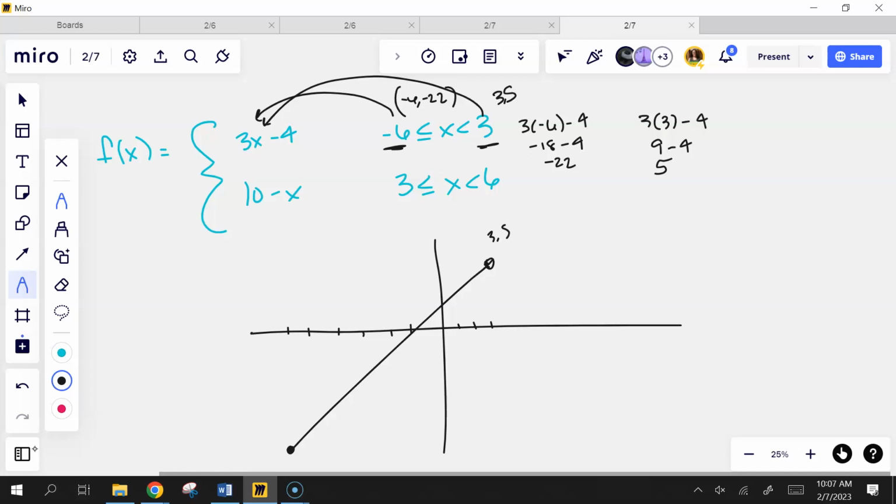That is the line 3x minus 4. It's got a slope of 3. Oh no, that's not right. Oh, because I didn't go down far enough. That's the only reason why. Yours should be crossing the y-axis close to -4.